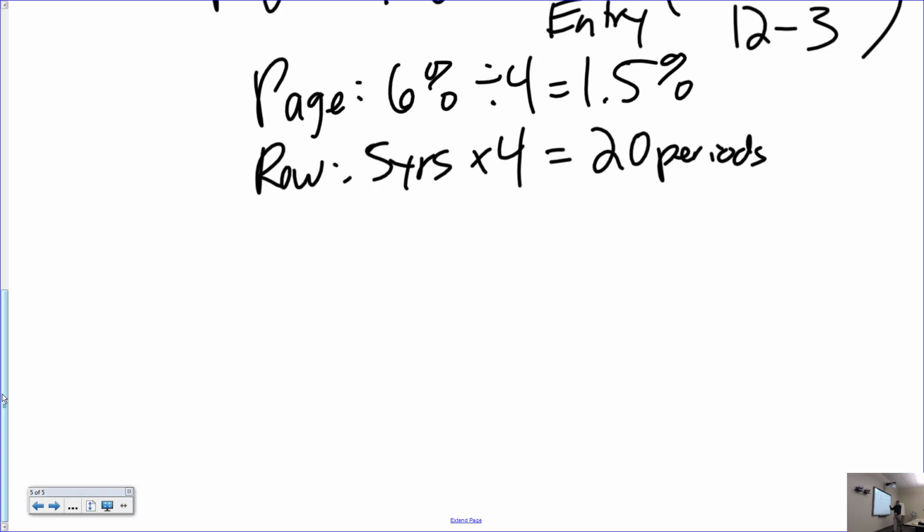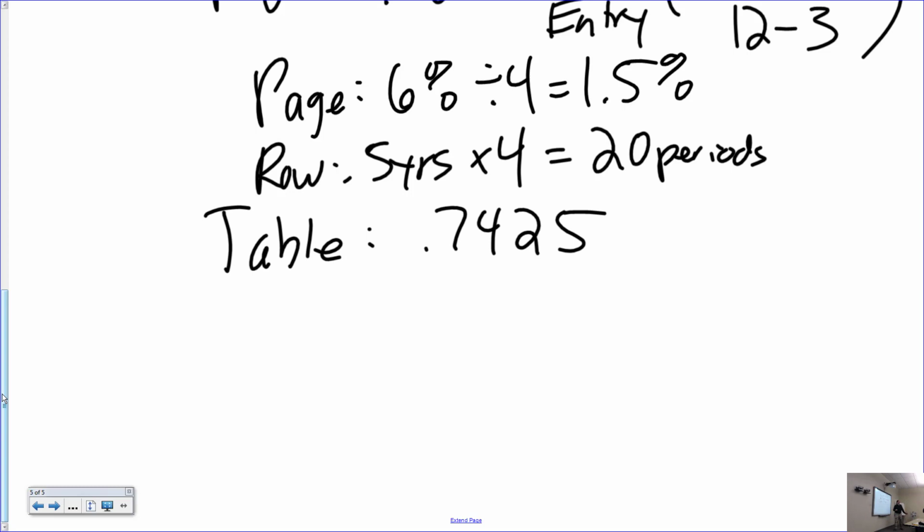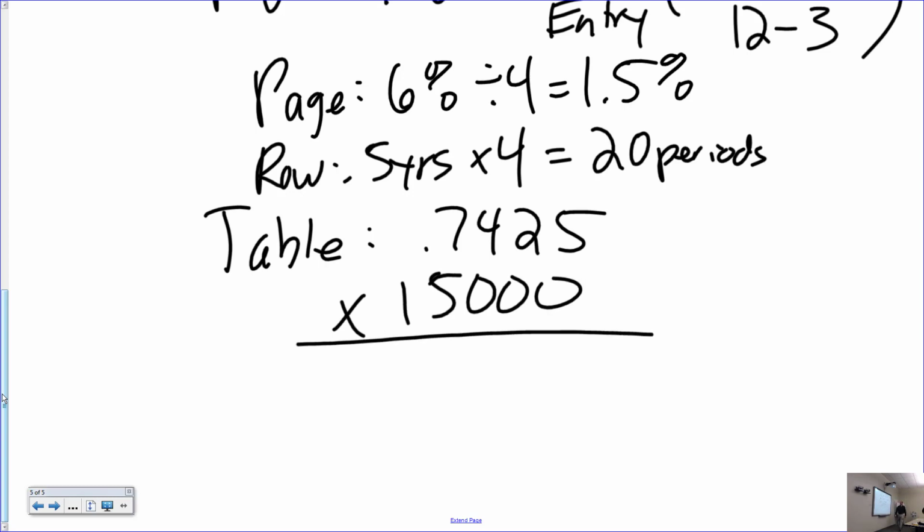So now, what's our table value? 0.7425. Note that all of the numbers in the second column are less than 1, because we're working backwards. So we know we need to have less money than we think we do, because the interest we're going to earn is the difference, right? Times that by the $15,000 I need. $11,137.50.